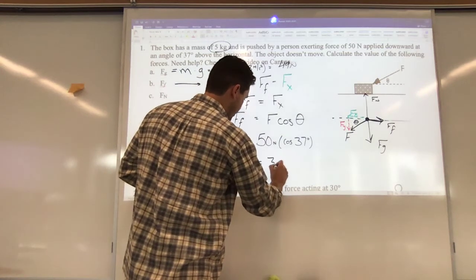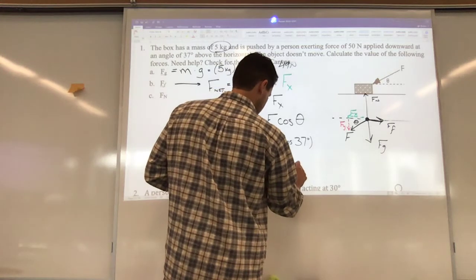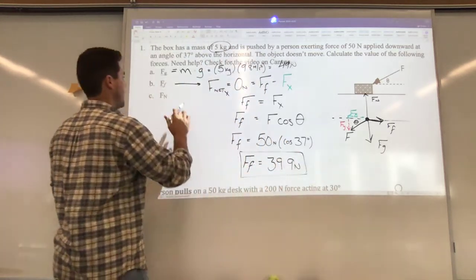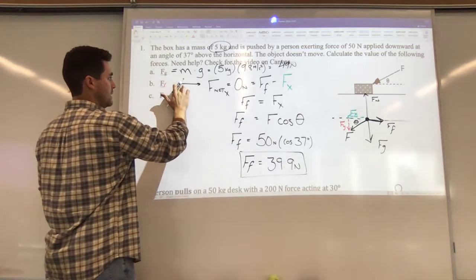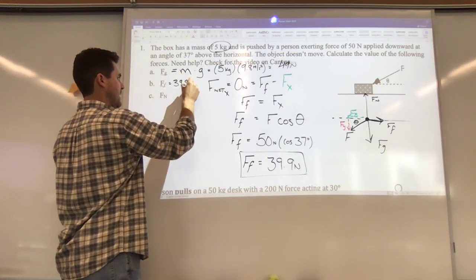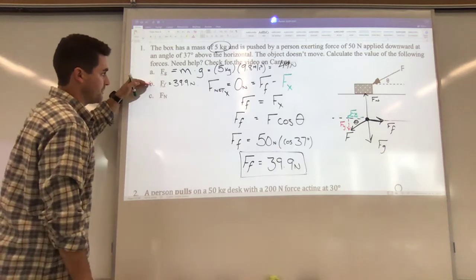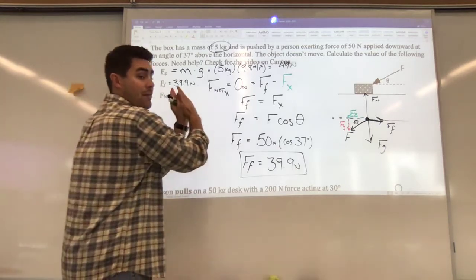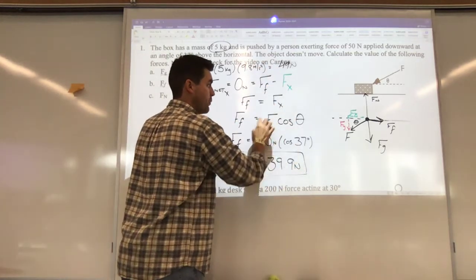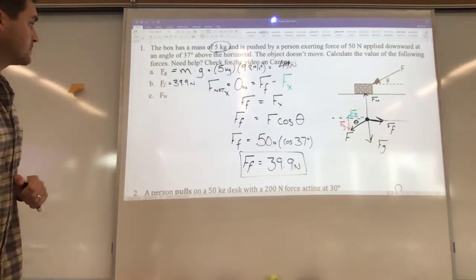being equal to 39.9. I'm going to pop that right over here. Force of friction is 39.9 newtons. How did I do it? I identified the force of friction was in the x direction. I wrote out my Fnet expression, and then I substituted in my force applied, cosine theta, for Fx, and went ahead and solved it from there.